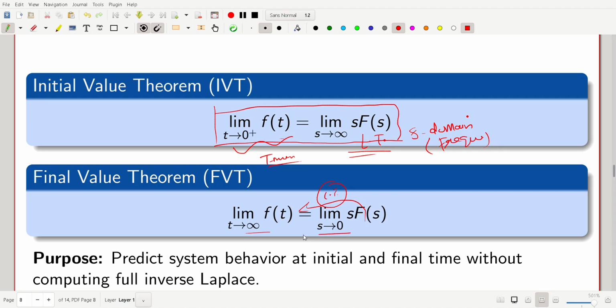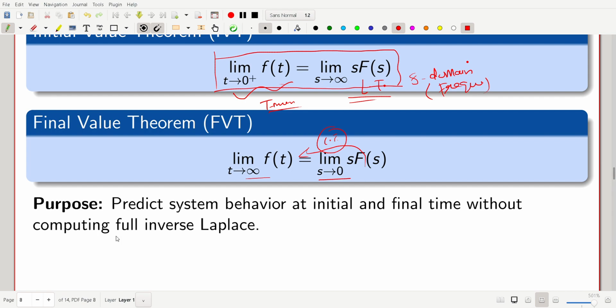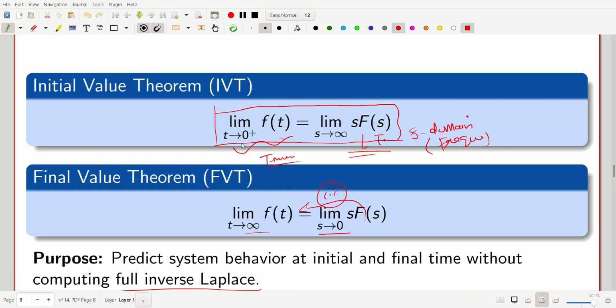What is the purpose of this? It predicts system behavior at initial and final time without computing the full inverse Laplace transform. Otherwise, we would find the output, take the inverse Laplace, and put in t equal to 0 or t equal to infinity, but that is time consuming. We only want the initial or final nature, how it behaves. Using these theorems we can predict it, and that is the advantage of these theorems.